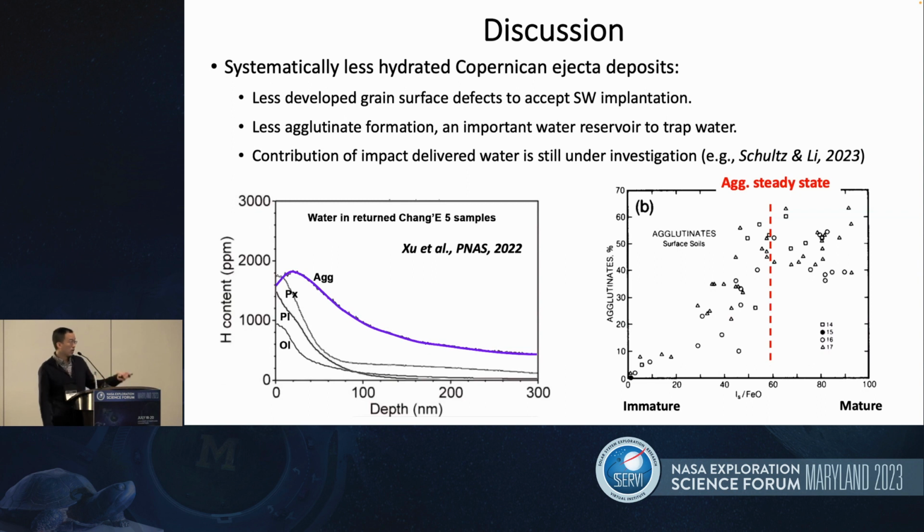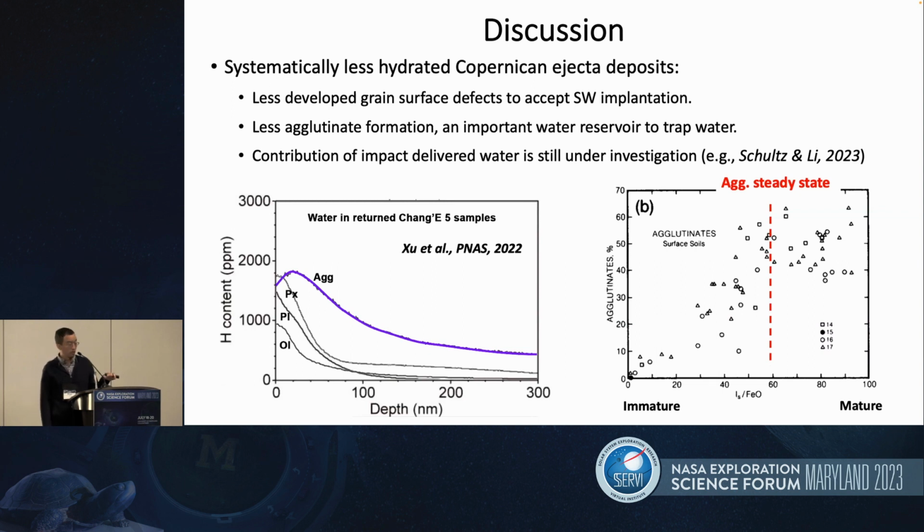the water. On the left, you see the water profile measured from recent Chang'e-5 samples. You can see the agglutinate profile, the blue line, shows much higher water content than individual mineral grains, for example pyroxene, plagioclase, and olivine. And from the red plot, we know agglutinate formation needs time. From immature to mature, it needs some time to grow and then reach steady state.